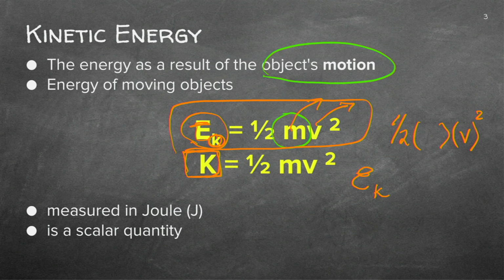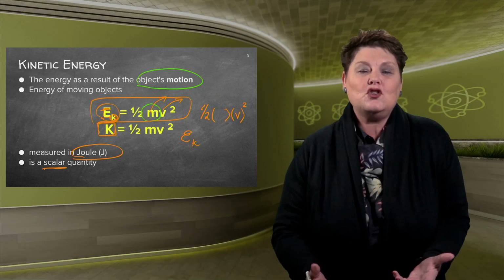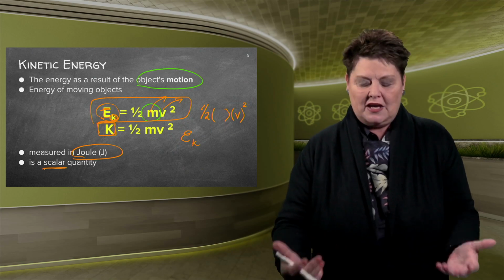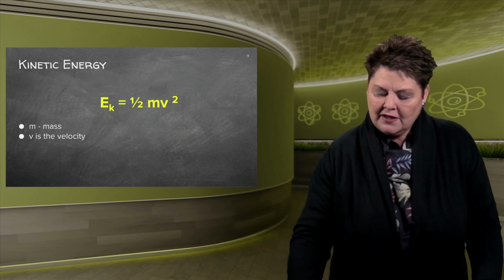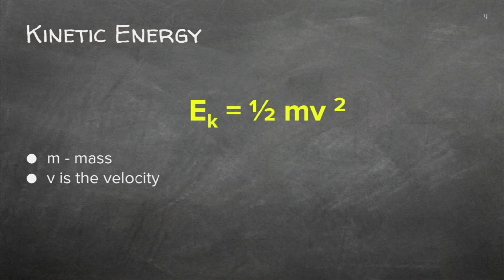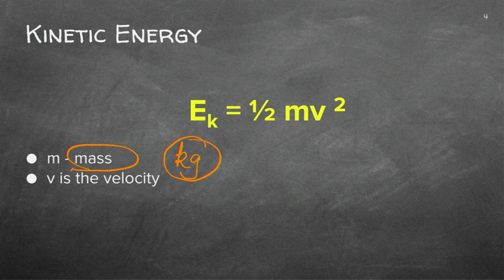The unit for this will be joule, and remember, energy is a scalar. It doesn't really matter which direction it is directed in because you'll just use energy. Let's have a look at the units. The mass, guys, needs to be in kilogram. Remember, no grams, no milligrams. And the velocity will be in meter per second.